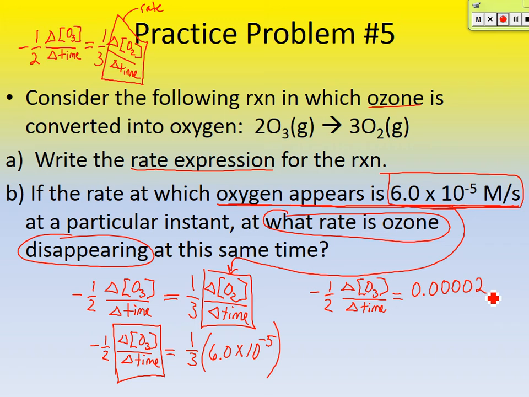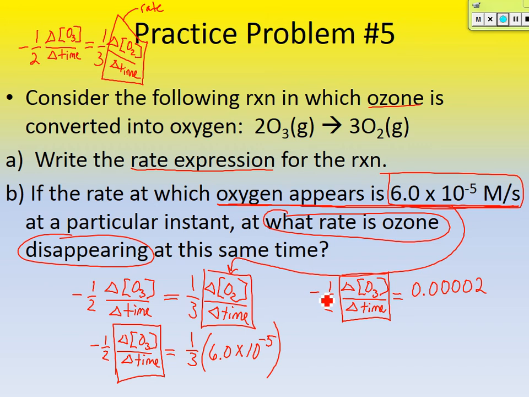If you want to write it in scientific notation, that would be okay too. Now, what I'm trying to find is the rate at which ozone is disappearing. This is the term I'm trying to find. So if that's my x, I want to isolate it. I want to get it by itself. How do I get rid of this minus 1/2?